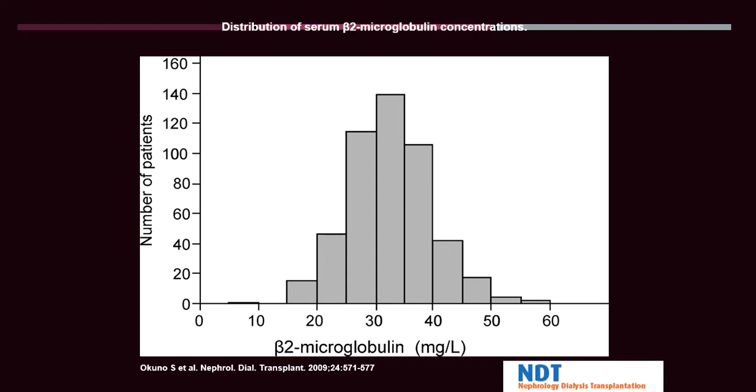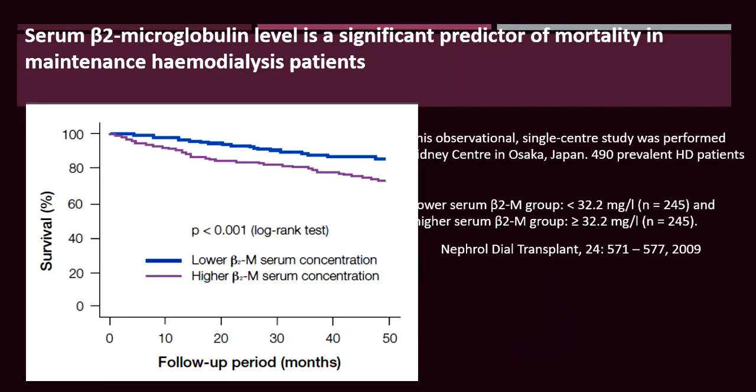So we can check our patients with the pre-dialysis beta 2 microglobulin level. If it's below 20, it's a good marker. Beta 2 microglobulin level is a significant predictor of mortality in maintenance hemodialysis patients.